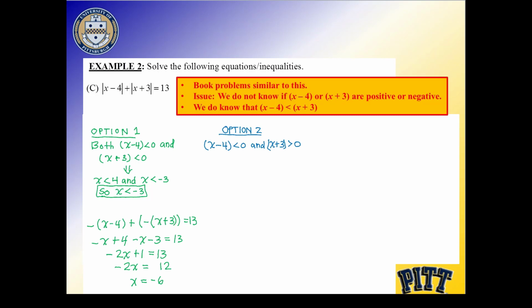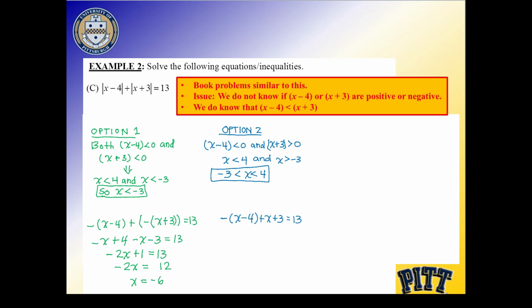Option 2 is that I have x minus 4 being negative, because it is the smaller of the two, and x plus 3 being positive, because it's the bigger of the two. That means either x is less than 4 and x is greater than negative 3, or x is between those two values.